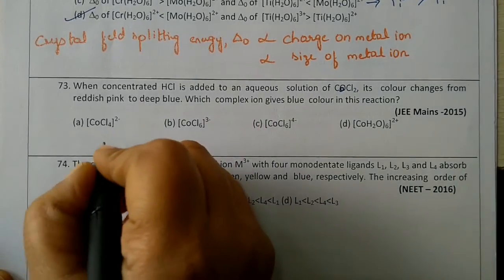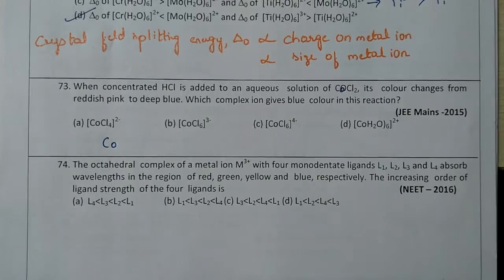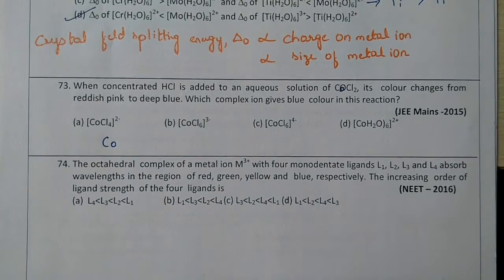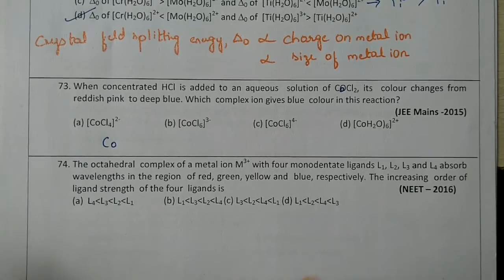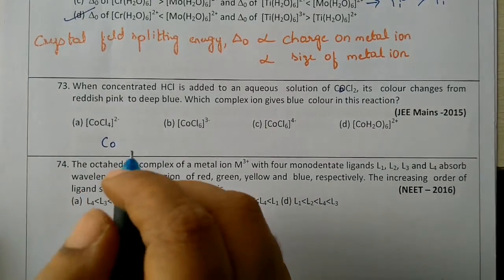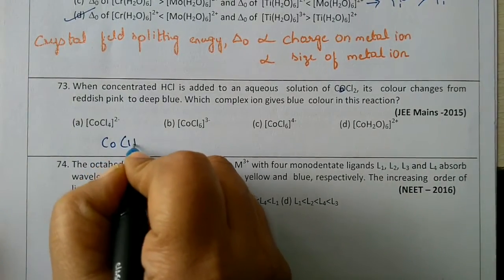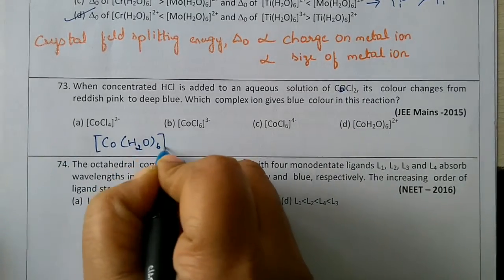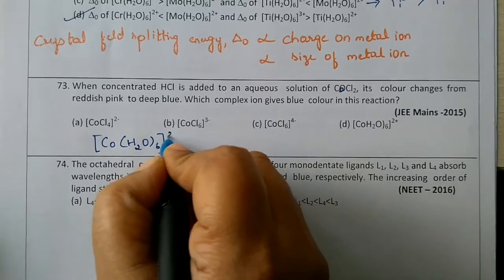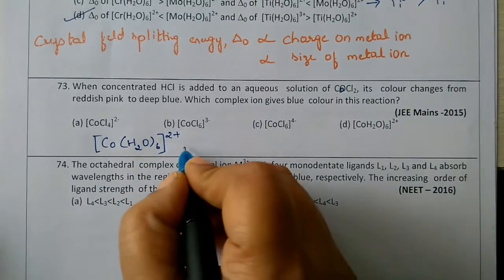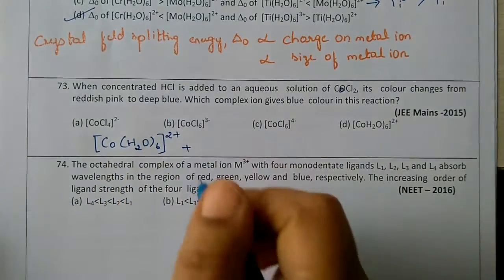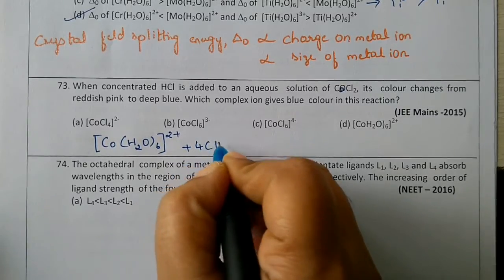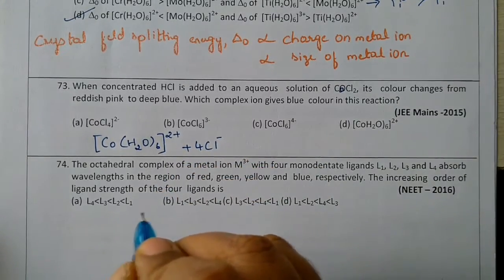So we have a reaction. They said that it is an aqueous solution of cobalt chloride, CoCl2. If it is an aqueous solution, then we will have a complex like this, with 2 plus. Now we are adding concentrated HCl to it, which means that we are providing Cl minus ions to it.